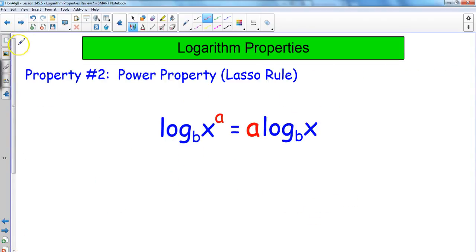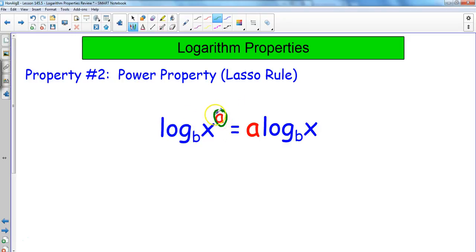All right, so let's go ahead and move forward to property number 2. This is called the power property of logarithms. I've heard this called the lasso rule, and it makes sense why. So the property basically says if I have a log base anything, it doesn't really matter what the base is, and doesn't really matter what the argument is, but the argument is raised to a power. In this case, the power is a.